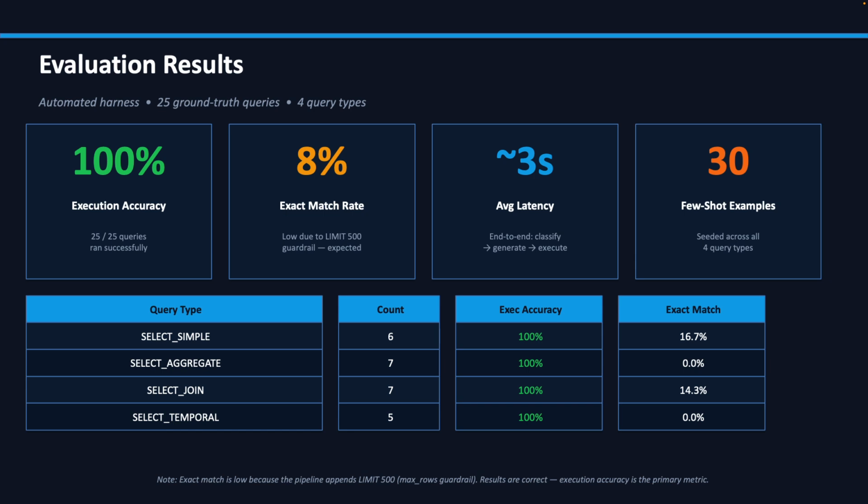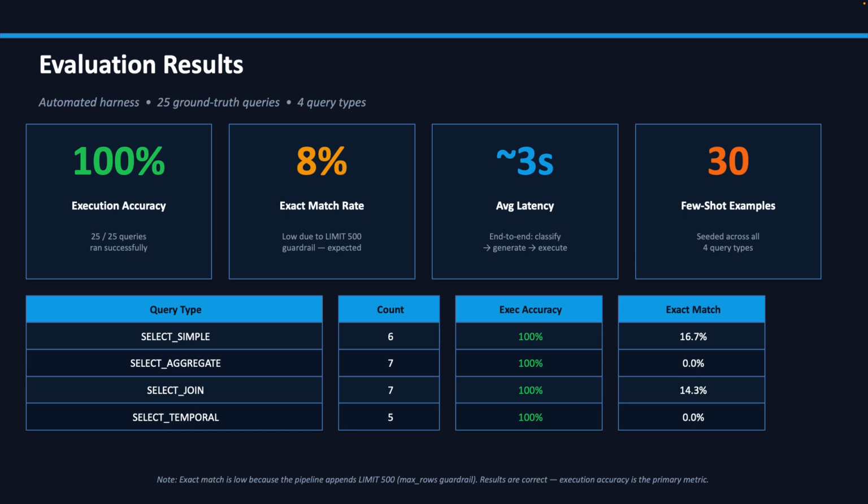The pipeline automatically appends LIMIT 500 rows to every query as a guardrail. That differs from the bare ground truth SQL, so it doesn't count as an exact match, but the actual SQL logic is correct.